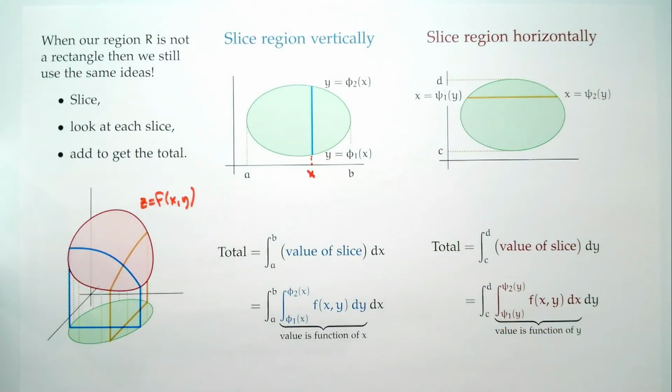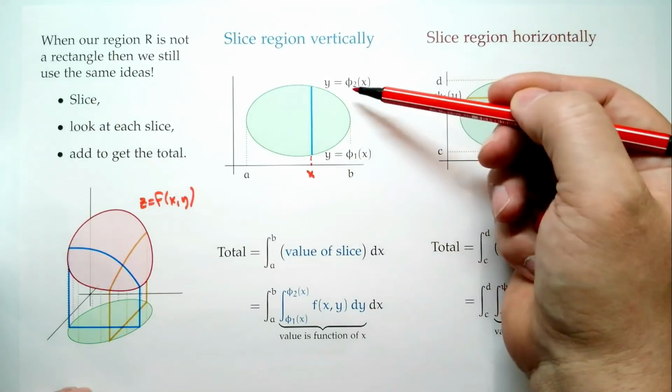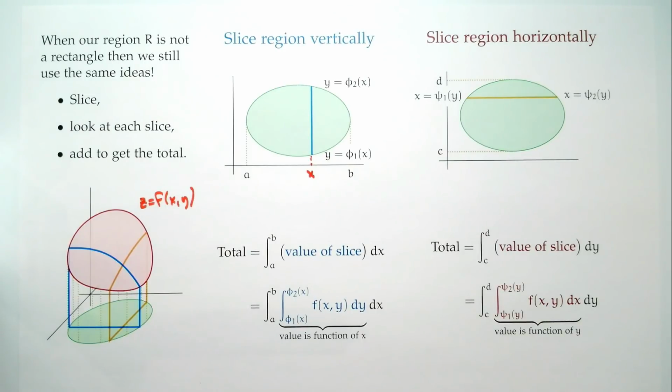So what do I do to find the total of everything? Well, I'm going to add up what happens on the slices. And for each slice, I go from phi1 of x to phi2 of x. So my bounds now depend on the outer variable. The outer variable, when I talk about that, that's integrating with respect to x. So the bounds can depend on x. Perfectly fine. So I'm integrating from phi1 to phi2, f of x,y dy.